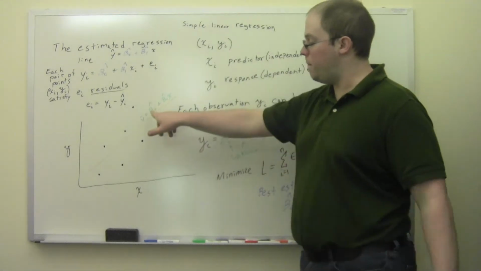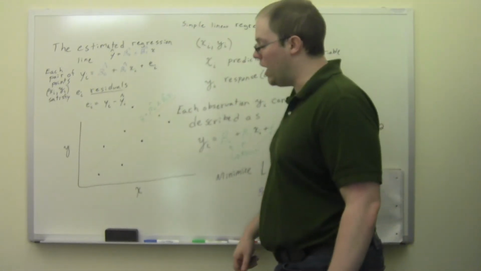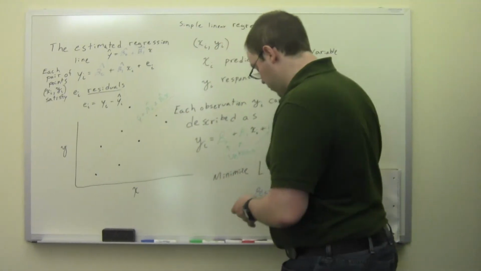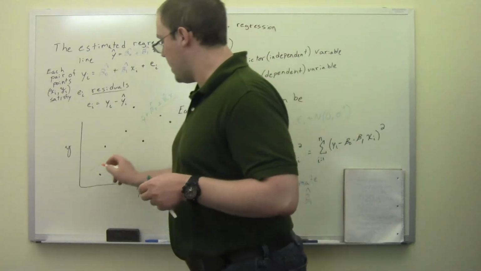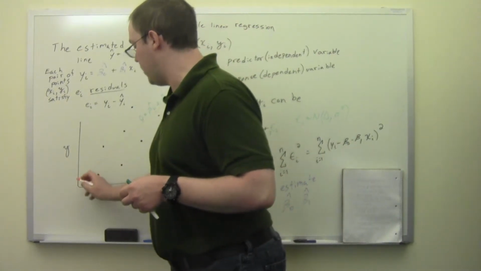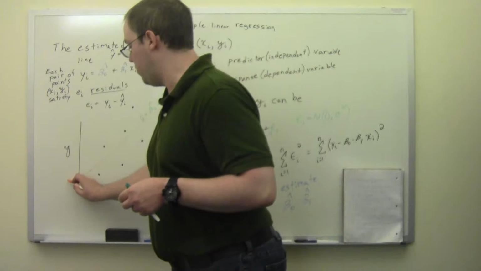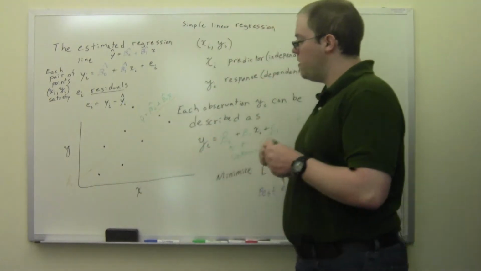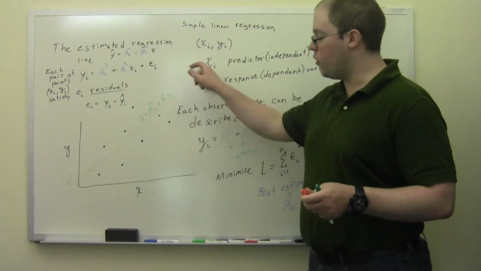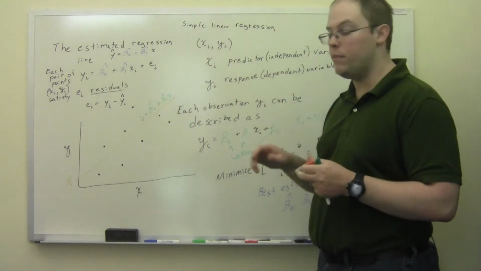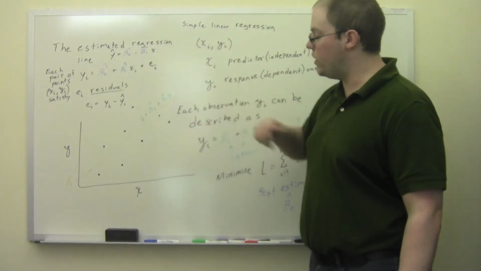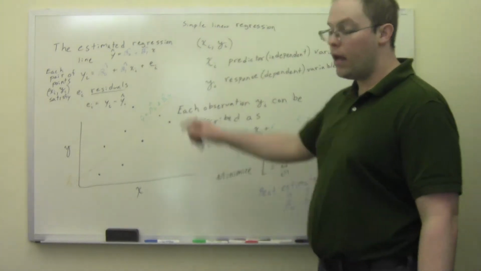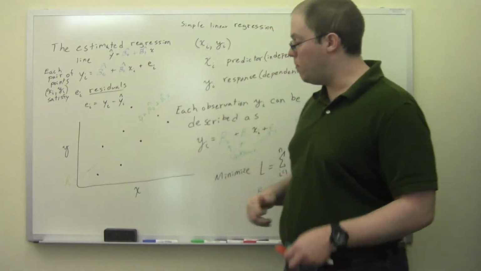Of course, the beta 0 here is my y-intercept. In other words, if this had extended all the way down here, this point would be my beta 0 hat. And this beta 1 is the slope of this line. Namely, for every 1 unit change in x, my y changes by beta 1 hat.